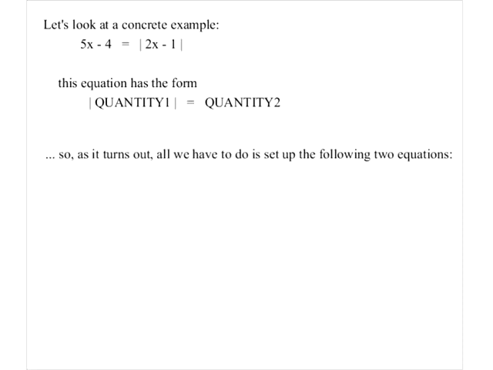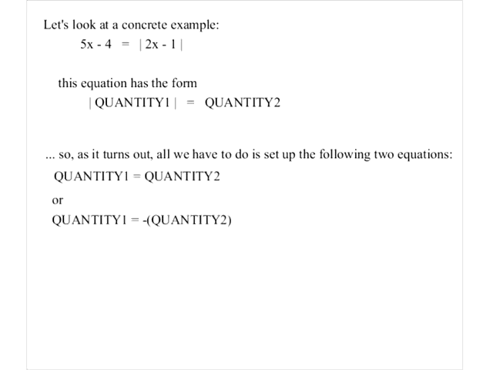As it turns out, here's all you have to do to solve this. All we have to do is set up the following two equations. Either we write quantity 1 equals quantity 2, which would indicate the two quantities are the same, or we can write quantity 1 equals opposite of quantity 2. Notice that distributing, you're going to have to put the negative sign in front of the entire quantity, thus indicating the two quantities are opposites.